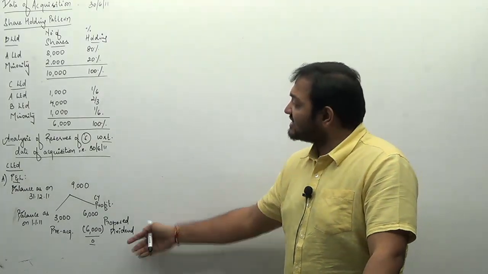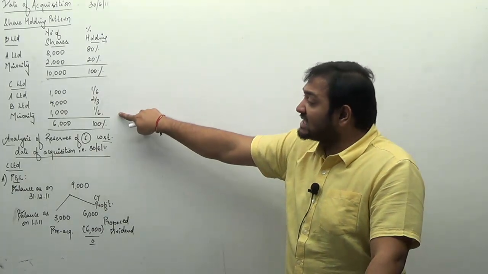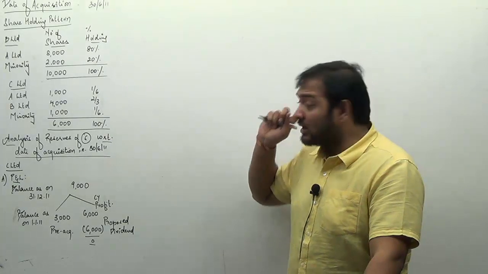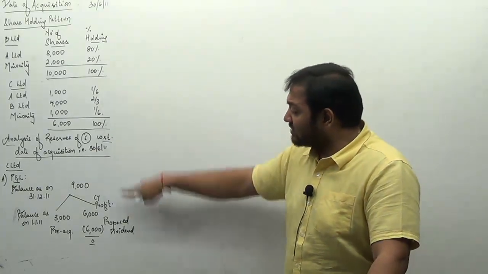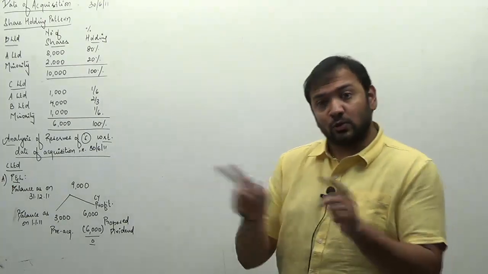Among the shares in this 6000, 1/6 A will get, 2/3 B will get, 1/6 minority interest will get. The minority interest share I'll add to minority interest. For A, 1/6 of 6000 is 1000. The 1000 I'll say is fully a dividend.